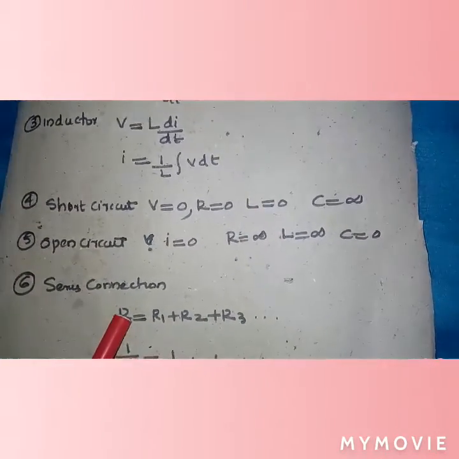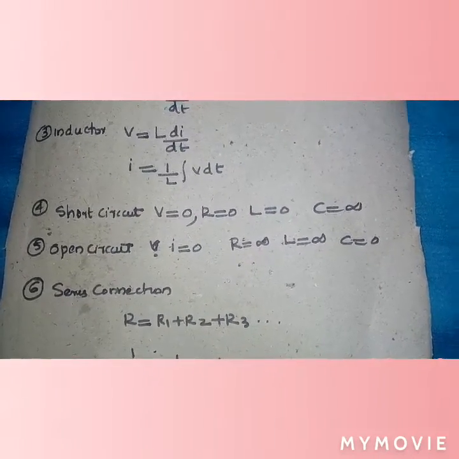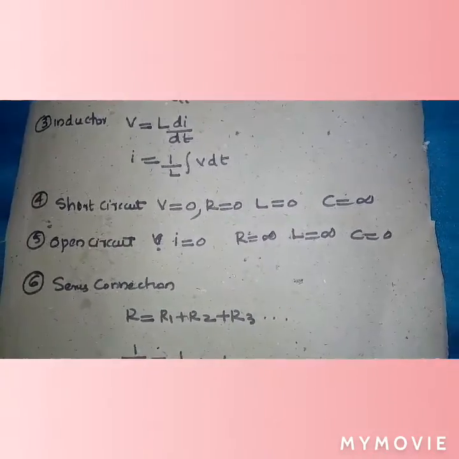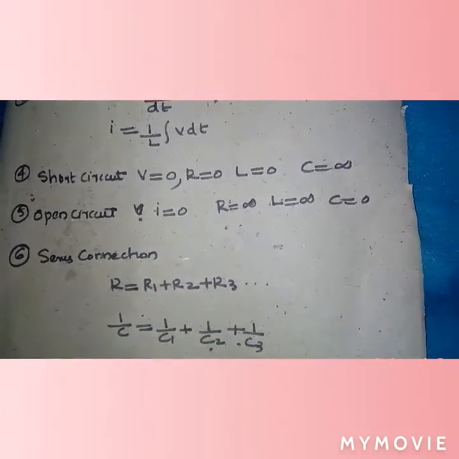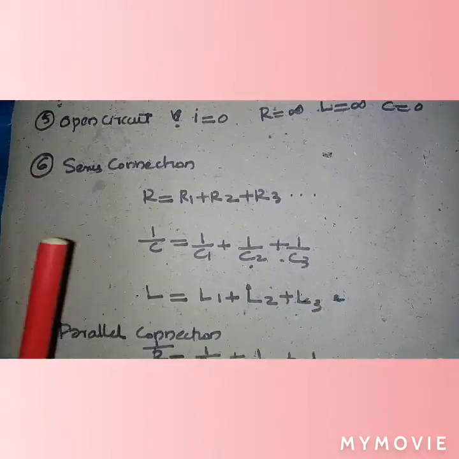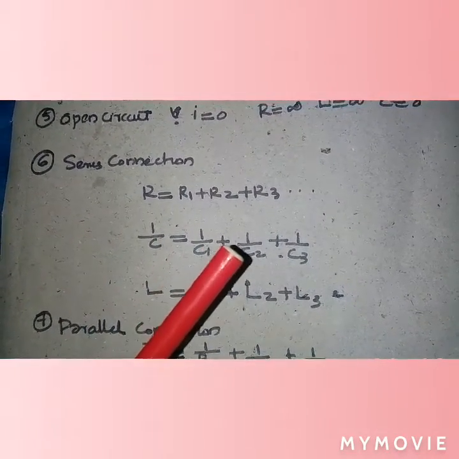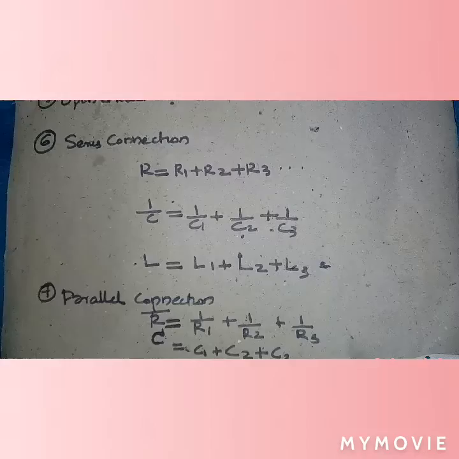For a series connection, we consider the series connection of R1, R2, R3. So the total resistance, that is R is equal to R1 plus R2 plus R3. For capacitors in series connection, 1 by C is equal to 1 by C1 plus 1 by C2 plus 1 by C3. For inductors, L is equal to L1 plus L2 plus L3.